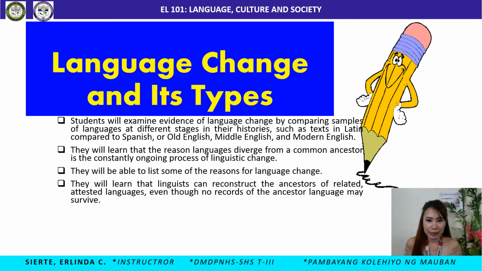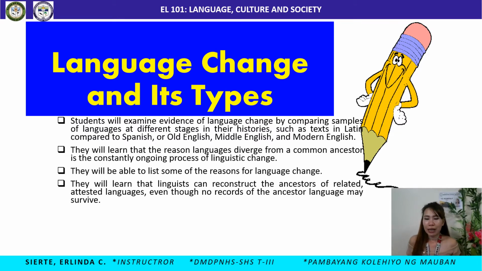And also, they will learn that linguists can reconstruct the ancestors of related attested languages, even though no records of the ancestral language may survive.